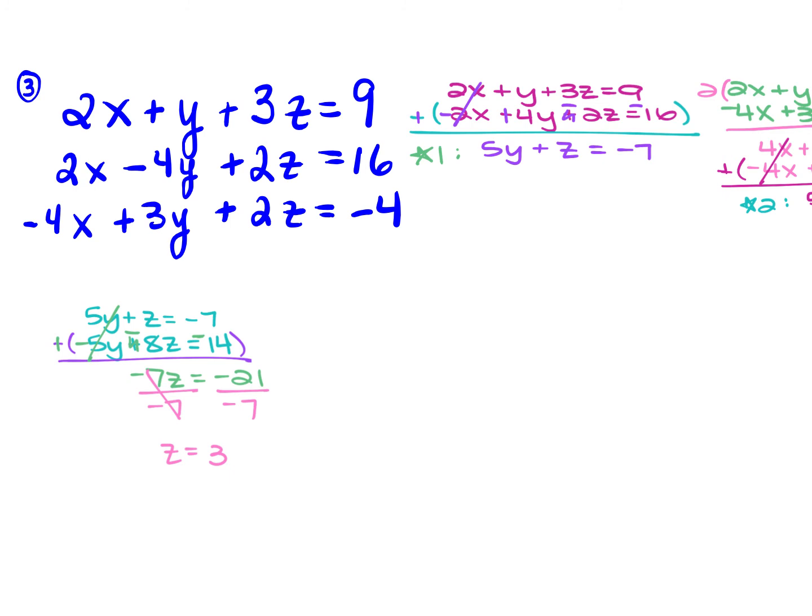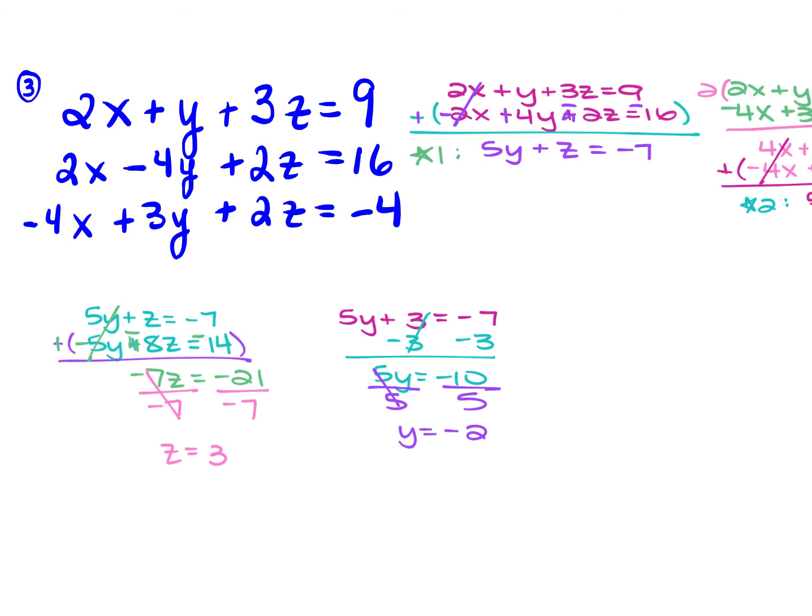Use this in one of the new equations. I'm going to use the first one, so that's going to give me 5y plus z, which is 3, is equal to negative 7. Move your 3 over, subtract it from both sides. That's 5y is equal to negative 10. Divide each side by the 5, and you get that y is negative 2.